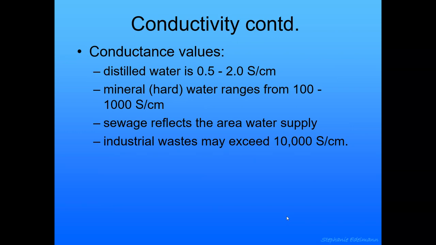In distilled water, the conductance is usually between 0.5 to 2 Siemens per centimeter. Hard water, like mineral water, ranges from 100 to 1,000 Siemens per centimeter. Sewage water doesn't usually change the conductance value. It reflects the area of water supply. However, industrial wastes sometimes may exceed these numbers by a large amount.